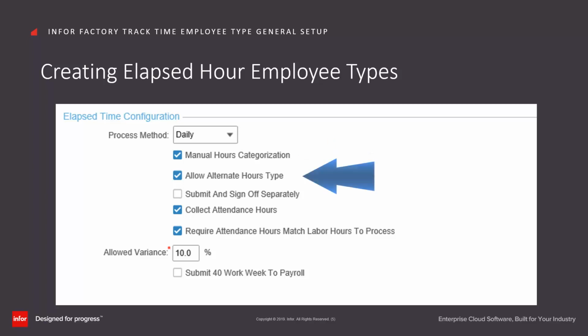The allow alternate hours type parameter also activates. This allows a fourth code, A. The A hours type is most frequently used to account for hours that go beyond the scheduled work week but are not eligible for overtime.